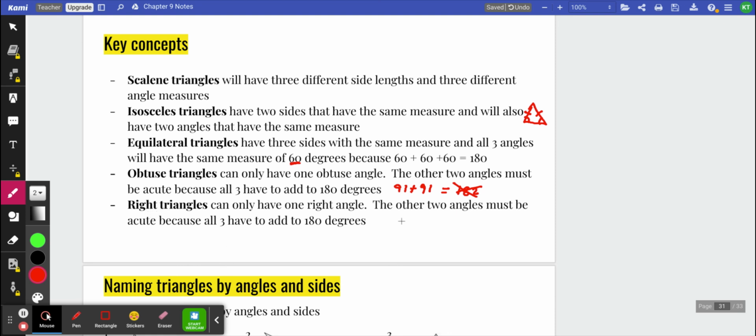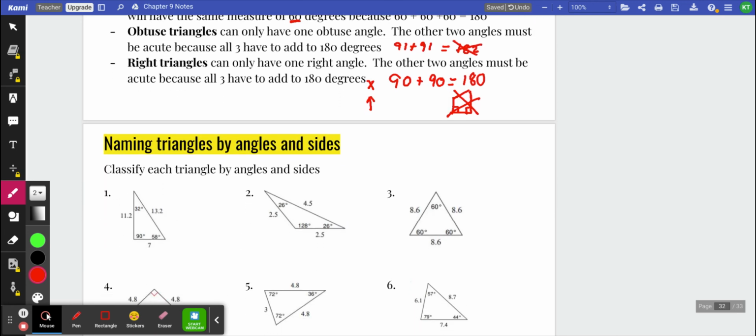And then right triangle, same logic there, a 90-degree angle. If you have a 90, and then another one's a 90, right? That's already 180 degrees, and you're still missing this third angle, right? And if you think about a 90 degree goes there, and then if I go another 90 degree, I'll never be able to connect those, right? I'll need a fourth side to connect them, so that's not a triangle. So right triangle, 90 degrees is the biggest angle, and it's the only one that it could possibly have. The other two must be acute.